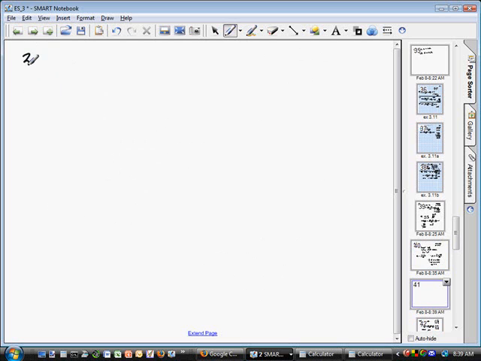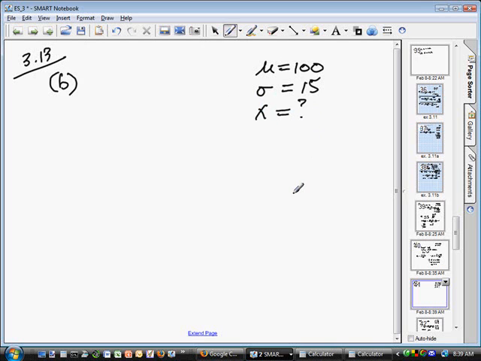Okay, so 313 part B. Let me just repeat this. On part B, what are they saying? How high an IQ score is needed to be in the top 5%? So again, we're looking for a score. We don't know that. That's what you're trying to find. But you do know you're in the top 5%. Now, top 5% means above. If 5% are above a score, what percent would be below the score? 95.